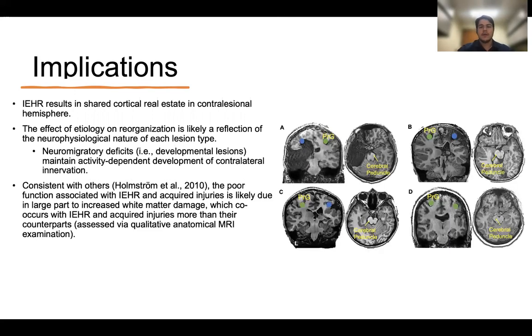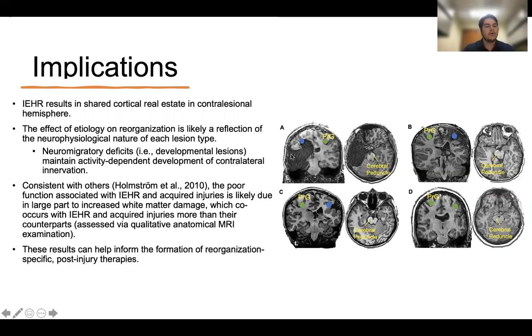And also, consistent with other investigators, the poor function associated with interhemispheric reorganization is likely due to the involvement of white matter tracts in the injury. As you can see here, there is no connection of this cortex to white matter tract, resulting in significant asymmetry in the descending white matter tracts. Ultimately, these results can hopefully help inform and formulate reorganization-specific therapies aimed at optimizing functional recovery.